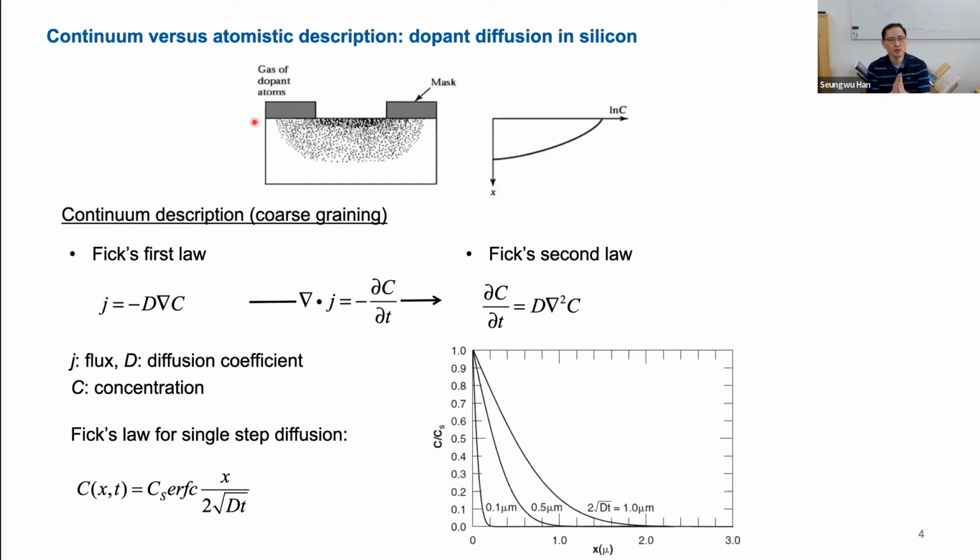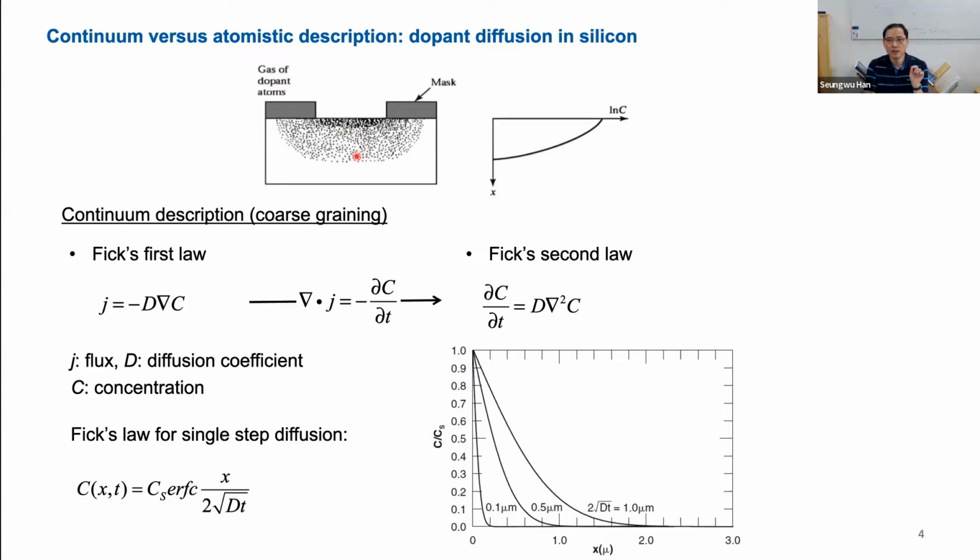All right, so let me first contrast two types of material modeling, continuum versus atomistic description, with the example of dopant diffusion in silicon. In silicon, when you want to dope the semiconductor, one of the methods is to flow a gas of dopant atoms, and then these dopant atoms diffuse into the semiconductor and generate the carriers, right?